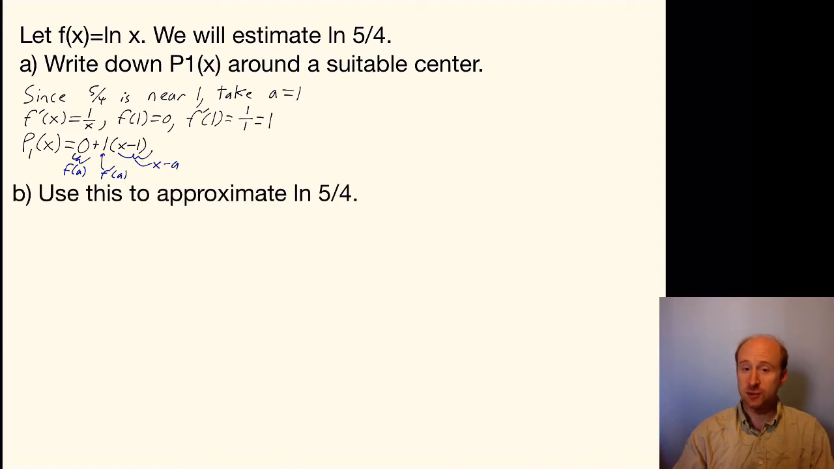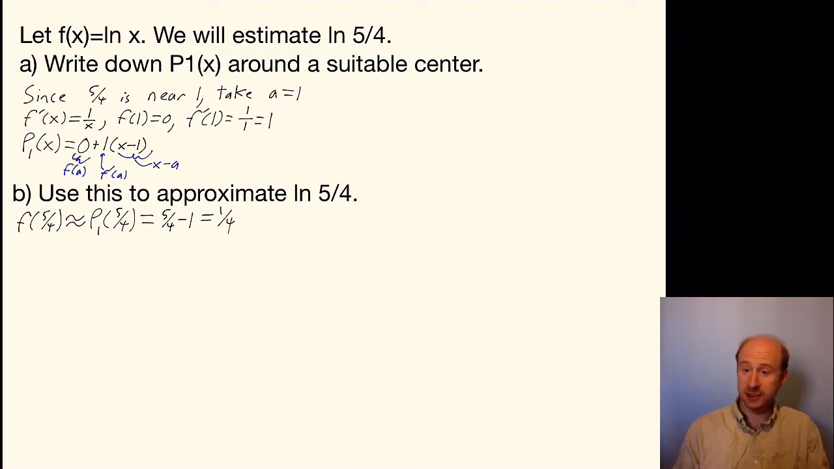Now we can use this to approximate the natural log of 5/4. F of 5/4 is approximately p1 of 5/4. That's the whole point of a linearization. And we can plug 5/4 in for x in our function p1 of x. So p1 of 5/4 is 1/4. So natural log of 5/4 is approximately equal to 1/4. So far, we haven't really done any of the new Taylor polynomial stuff. This is all stuff we could have done with a linearization.